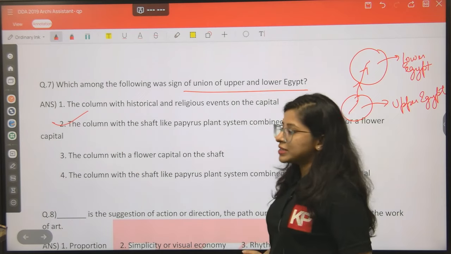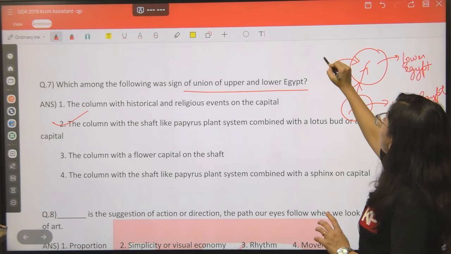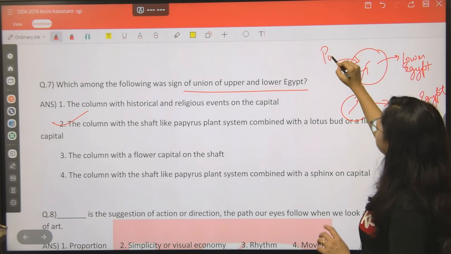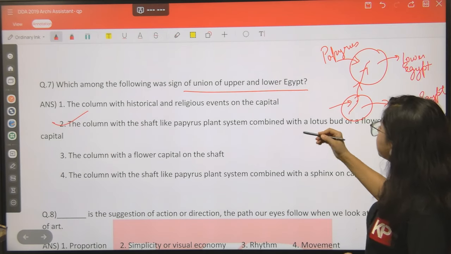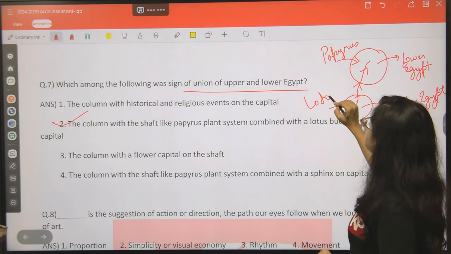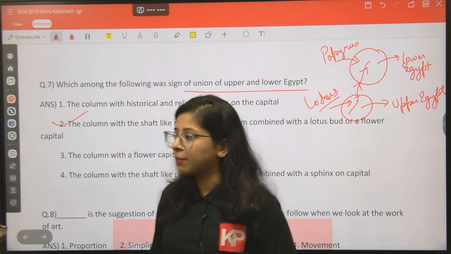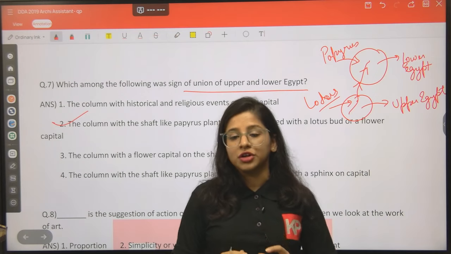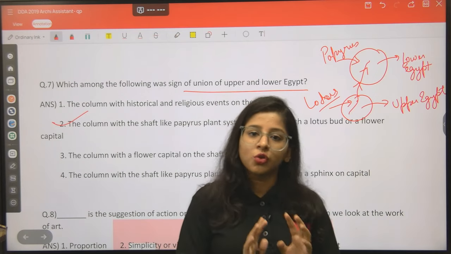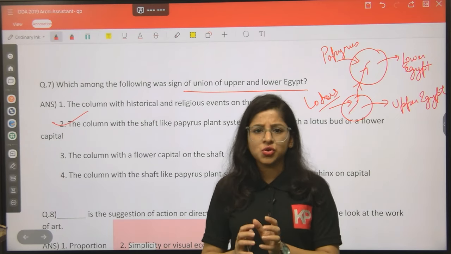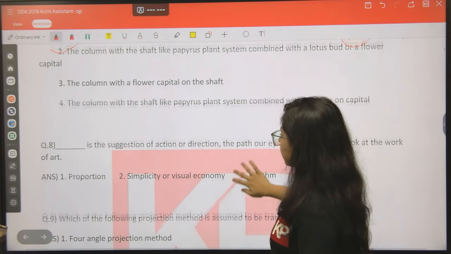Okay, so basically, papyrus is a symbol of your lower Egypt. Papyrus is a common symbol used in lower Egypt, and lotus is a common symbol which is used in upper Egypt. So later on, after the unification happened, they started to build columns which had both the symbols of lotus and papyrus. So that kind of showed that there is some kind of unification happening. So the answer will be number 2.